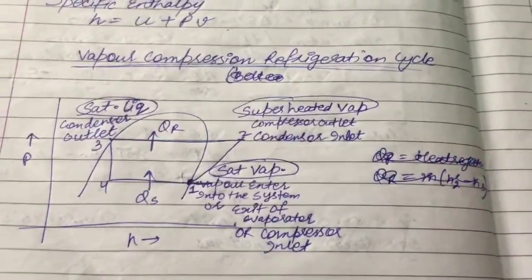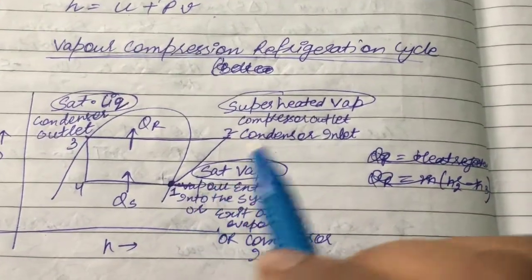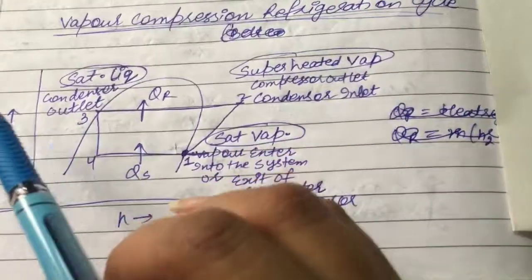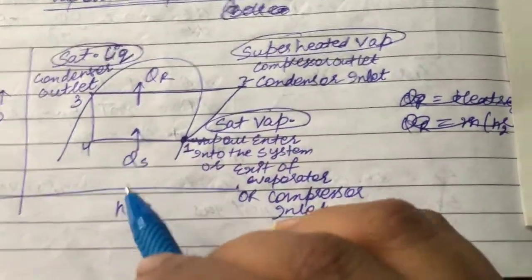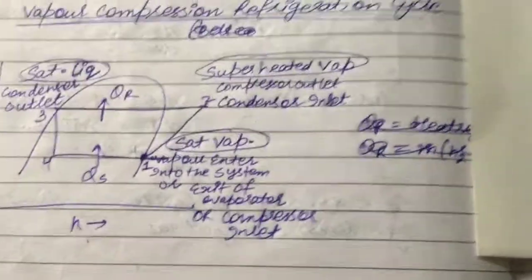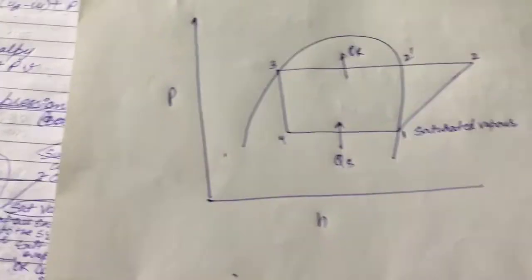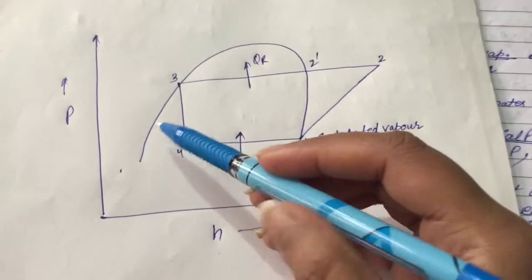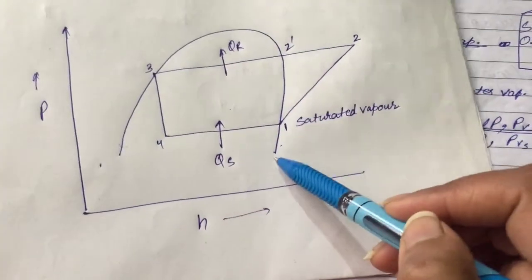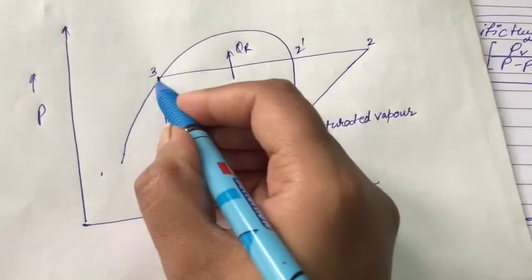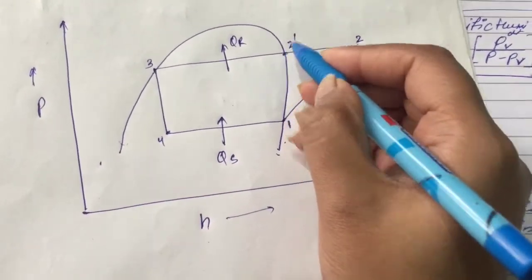So this is the vapor compression refrigeration cycle. The vapor compression refrigeration cycle is a graph between pressure and specific enthalpy. So let me just redraw this diagram for you. What we have is a P versus H graph, and in this is our refrigeration cycle. We are given 4 temperatures at 4 different points, 1, 2, 3 and 4, and this is 2 dash.